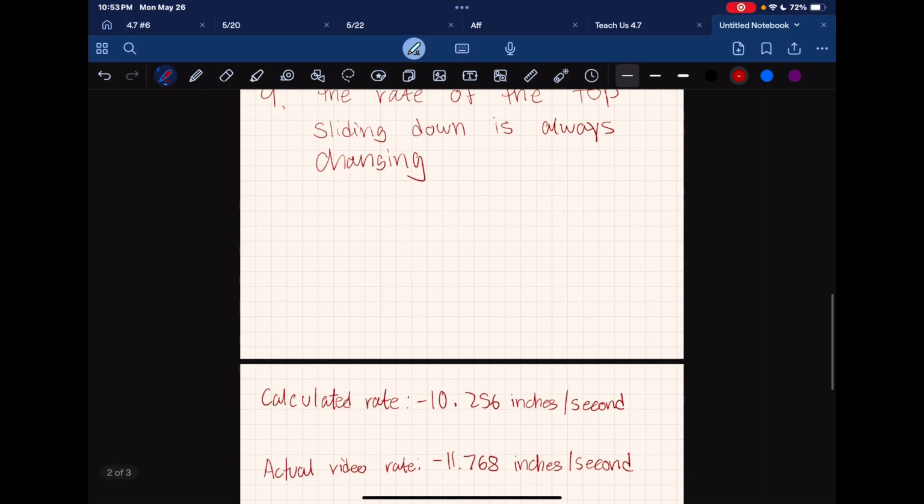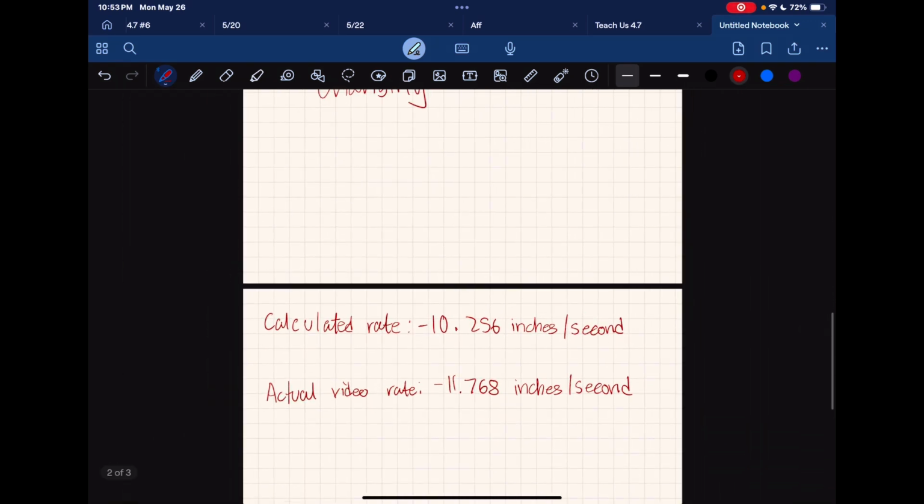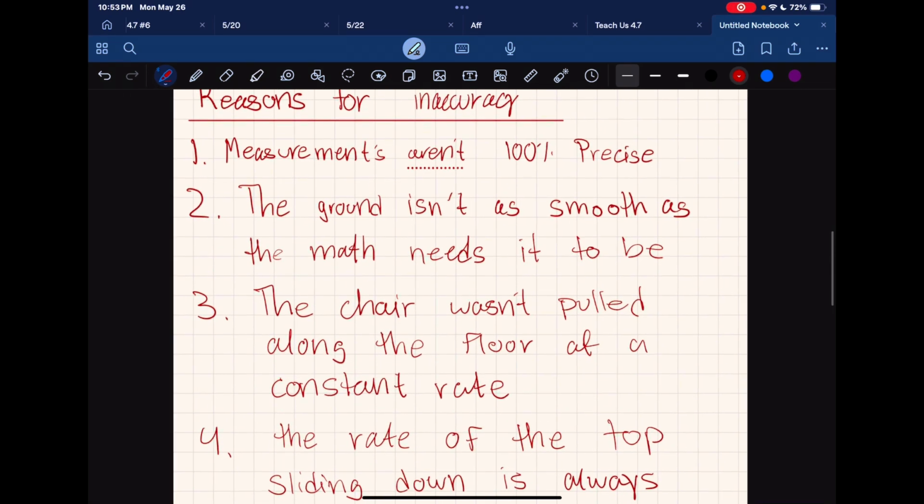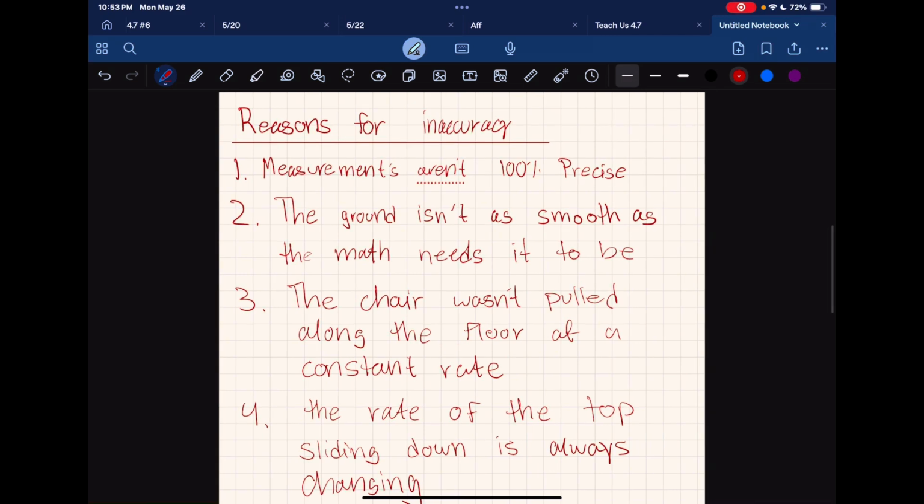They're inaccurate. Although they're pretty close, there are little things that get in the way of that. Like the first thing, the measurements, they're not precise. So I put the markers down and I slowed down the video as much as I could to find the rate of x as it moved along the floor. But the video can only capture so many frames. It's impossible to get the exact rate from that.